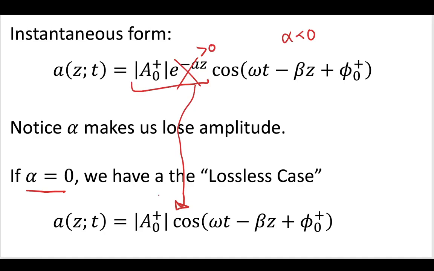Because of this reason, we like to deal with the lossless case, and we see that lossless really just means that we're not losing amplitude, right? Our amplitude is going to be constant. We've made that clear by showing that this is not a function of z, right? We've completely eliminated that, and this is just a single magnitude.